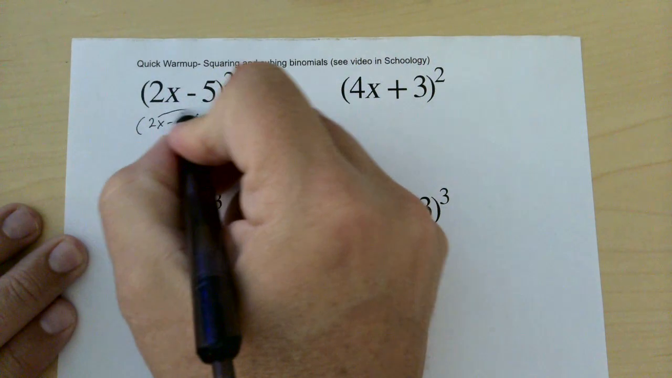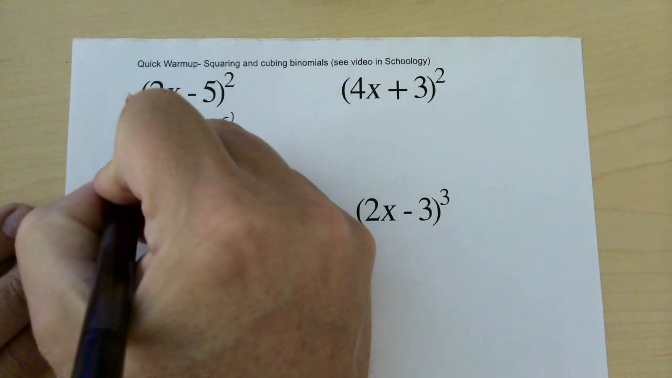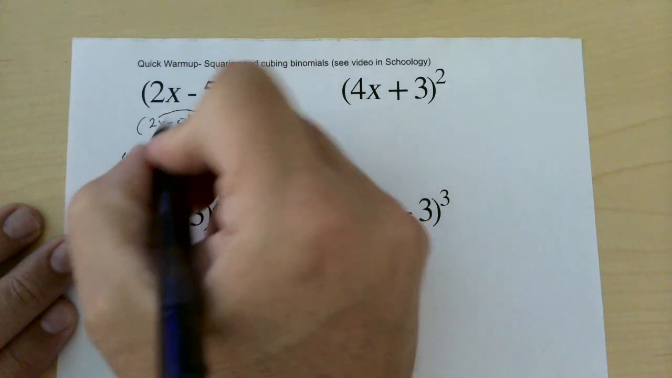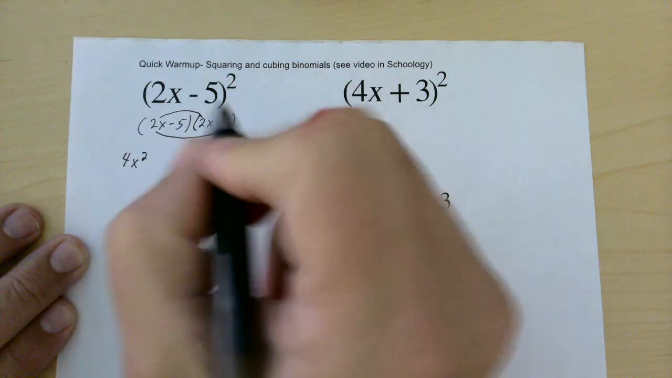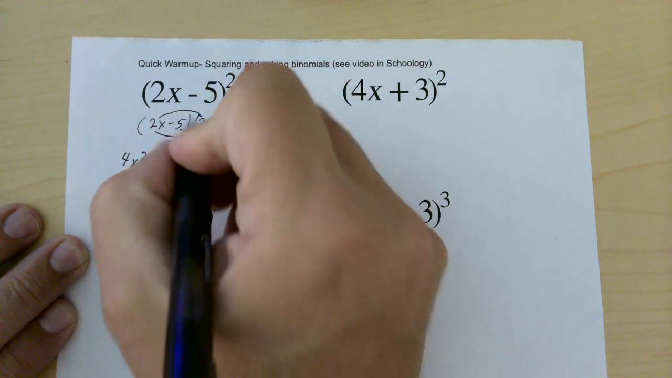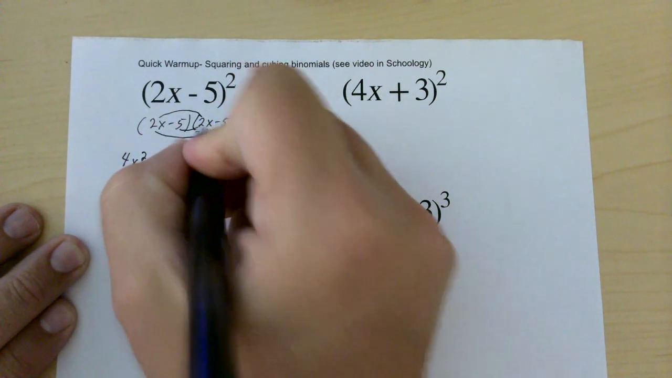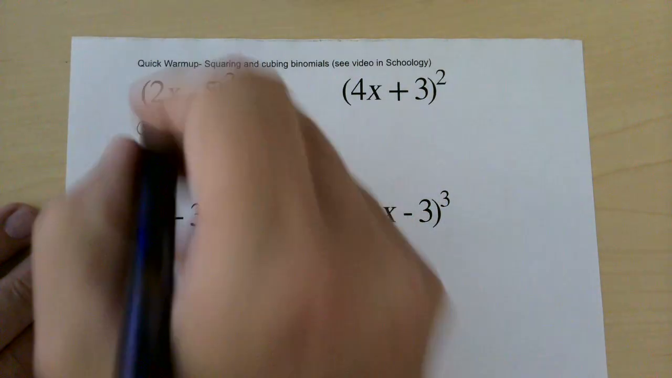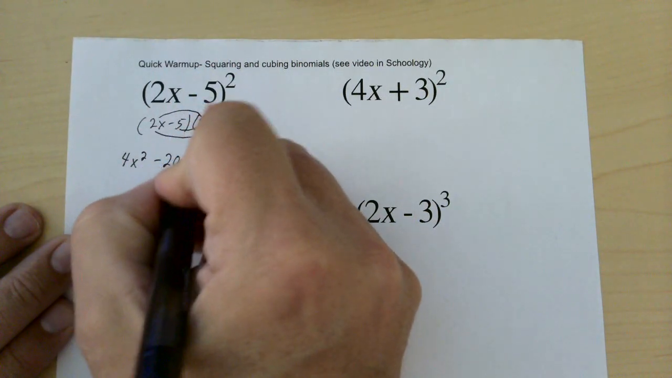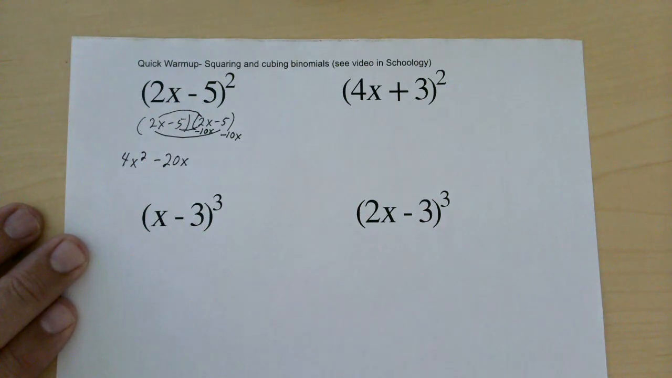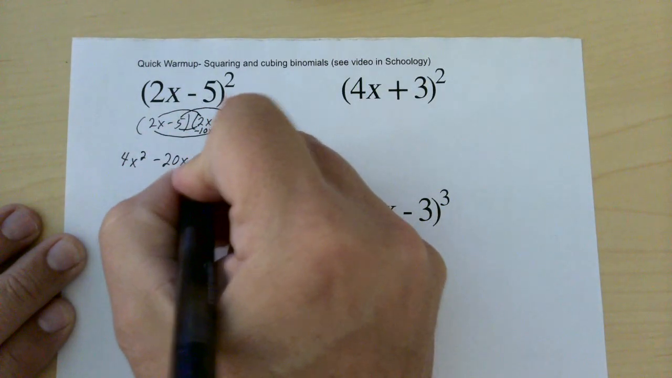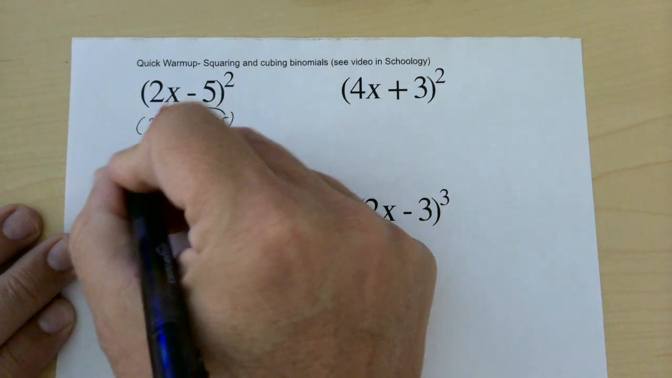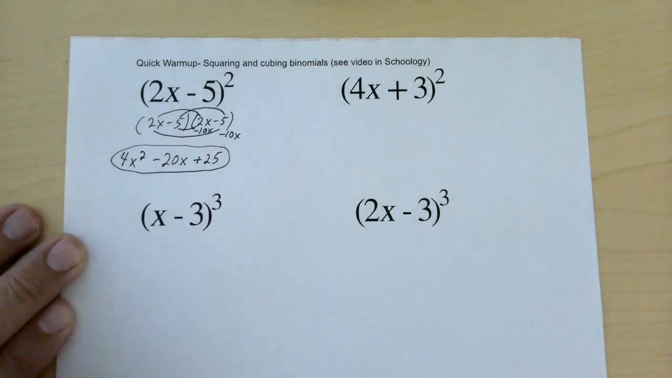So 2x times 2x is 4x squared. Then we have to do the outers, which is going to be a negative 10x. And then the inside is also a negative 10x. Together, you have a middle term of negative 20x. And finally, negative 5 times negative 5 is a positive 25. So when we square that, we get a trinomial.